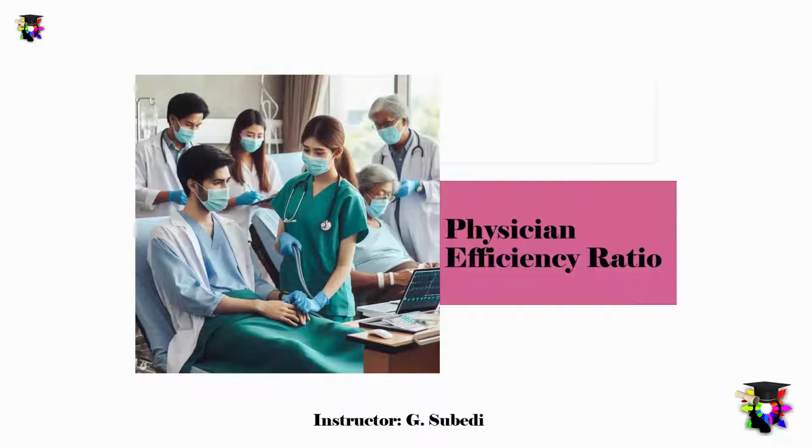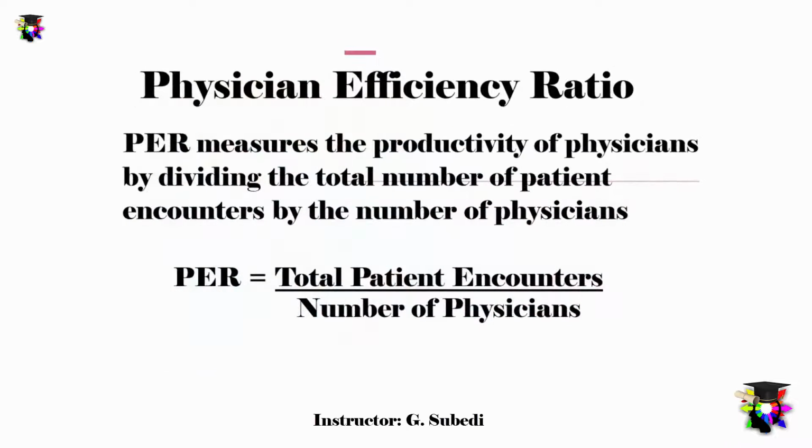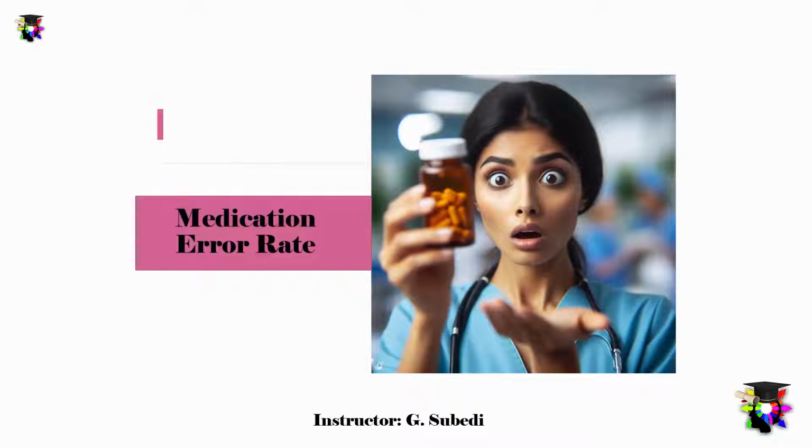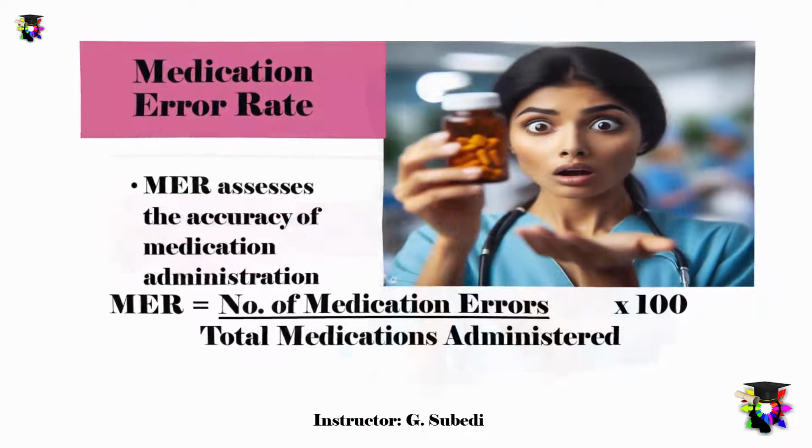Another important KPI is Physician Efficiency Ratio, or PER. PER measures the productivity of the physicians by dividing the number of patient encounters by the number of physicians. PER thus measures the productivity of physicians by assessing the patient encounters. Healthcare organizations use PER to optimize staffing levels, improve workflow efficiency, and enhance the overall productivity of the medical staff. Another KPI is medication error rate, or MER.